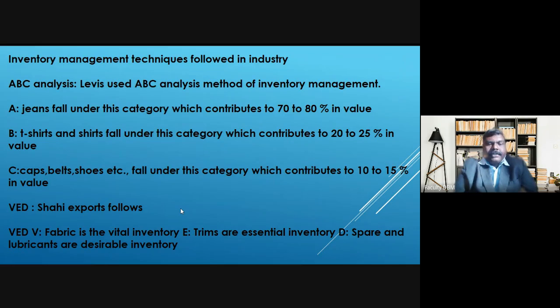Next, VED analysis, that is, high exports follow VED, that is vitals. Fabric is the vital inventory, and E is the trims, or essential inventory. These are the spares and lubricants, or desirable inventory. So here it was an example of how they have divided the items.